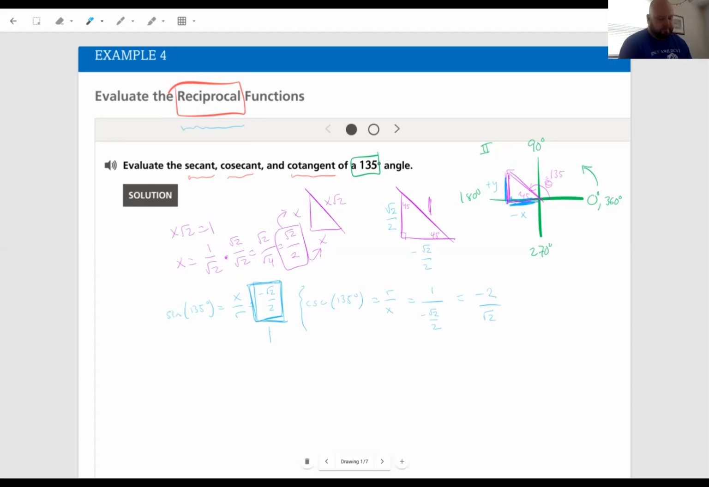And in calculus, you can leave your answer this way, but in algebra 2, you need to work on, remember, rationalizing your denominator. So we're going to multiply by root 2 on the bottom, root 2 on the top. That's going to give me 2 root 2 on the top. And remember, this is root 4, but it really just simplifies to 2. The 2's cancel, and we're left with negative root 2. So my cosecant 135 is negative root 2.